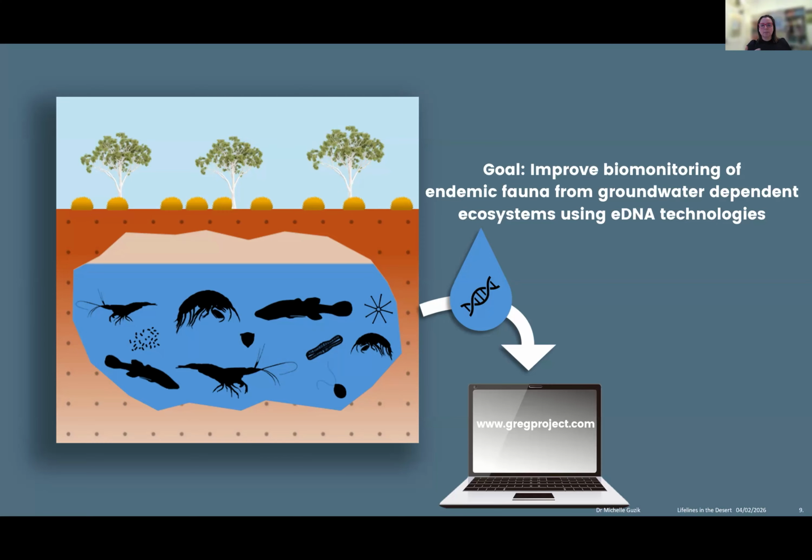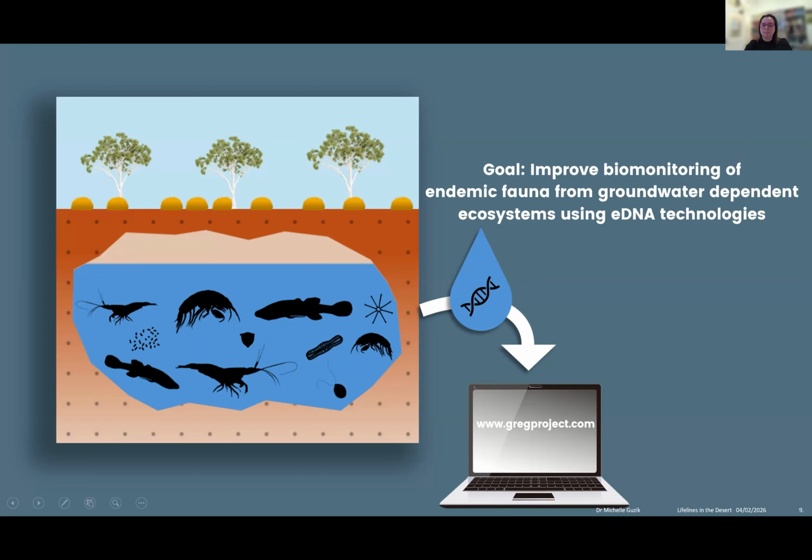And so I'm going to talk a little bit about that, but our aim is then to apply those methods to other groundwater dependent ecosystems like the springs. And we have a consortium of researchers that we're working with at the moment under the Greg project. So I've just got the URL on the little laptop there, where we're conducting a global eDNA study of groundwater dependent ecosystems. So that's something that we're hoping to expand in the future.